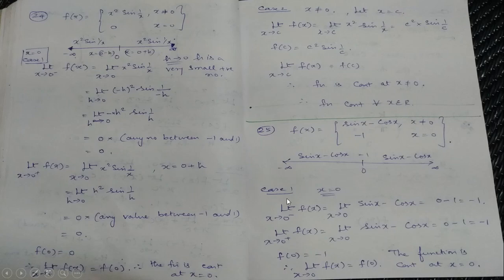So what is happening in case 1? When x is equal to 0, limit x tending to 0 minus of f of x is equal to limit x tending to 0 of sin x minus cos x. Now you may wonder why I have not used h method. It is better to use the h method, because whenever trigonometry comes and 0 comes, you better use the h method, but it is going to be the same answer.